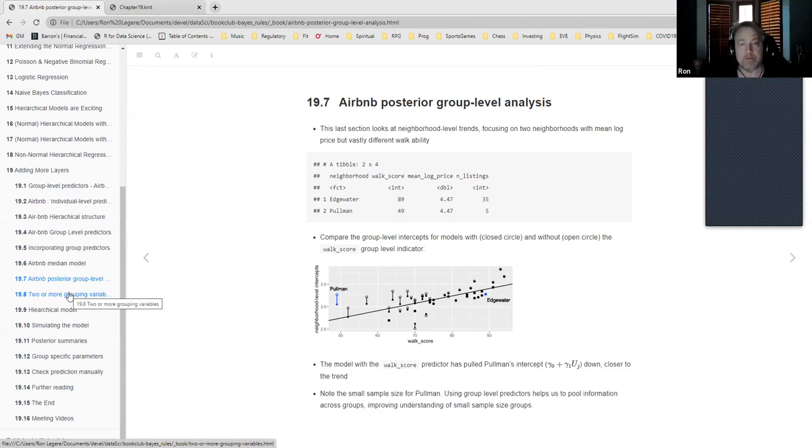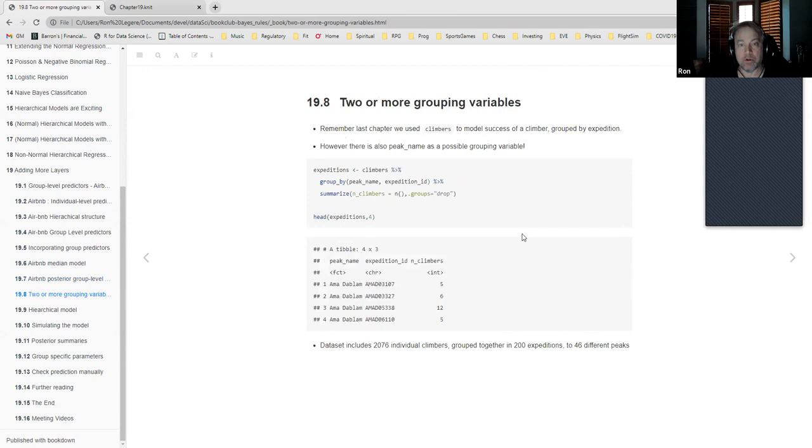But all right, moving on to two or more grouping variables. In particular, we're going to look at the climbing data. We already looked at that before, right? So we've already done this model with success of climber, grouped by expedition. But when you look at the data a little closer, you'll see that the expeditions are grouped further into peaks, whatever peak that particular expedition was on. And for example, there's a peak called Ama Dablam.